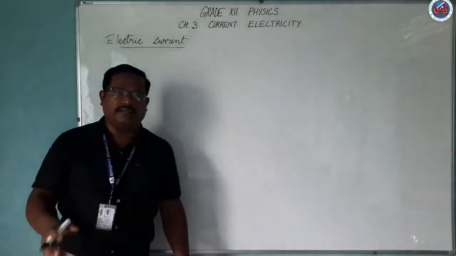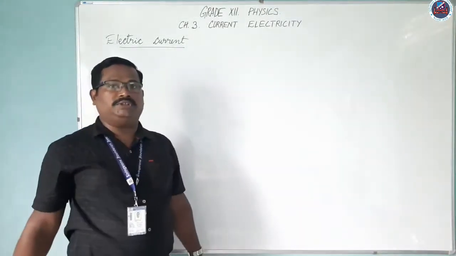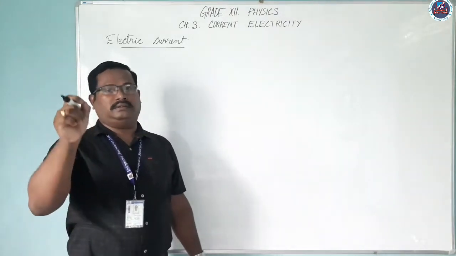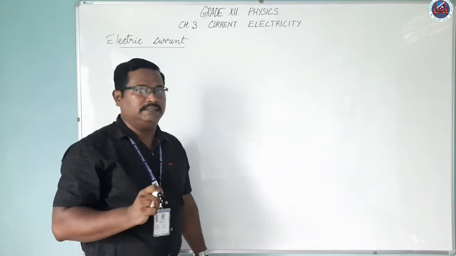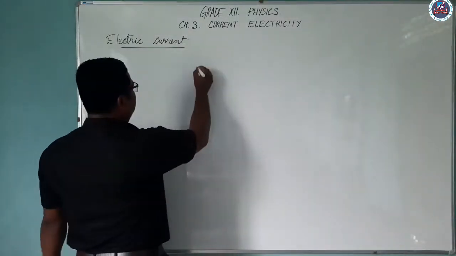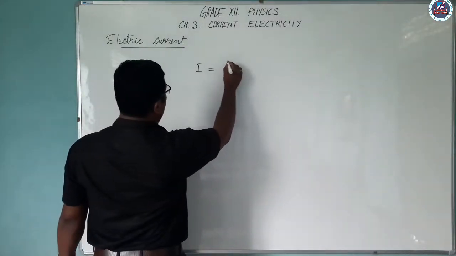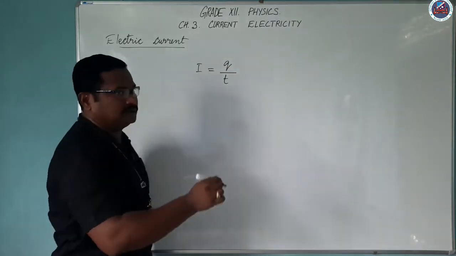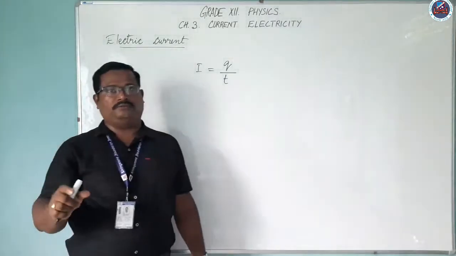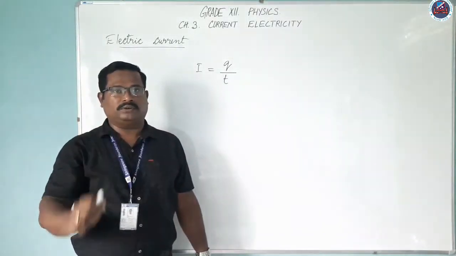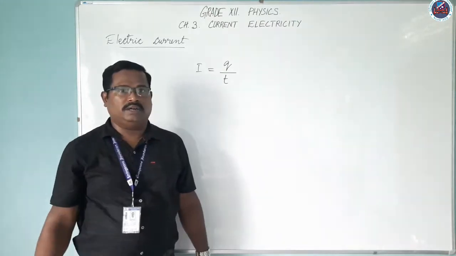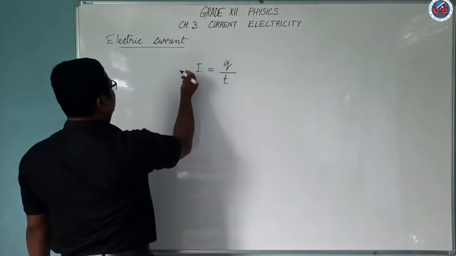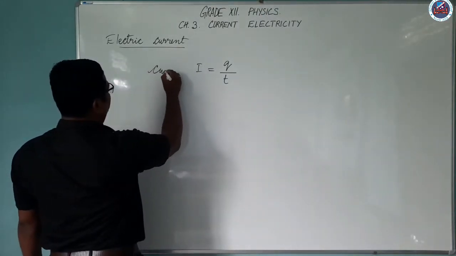When we say electric current, it is the rate of flow of charge across any cross section of the wire, or we can say that electric current is the quantity of charge that is transferred per unit time across the wire of certain area of cross section or unit area of cross section. Current is indicated by this symbol I, capital I. This indicates electric current.